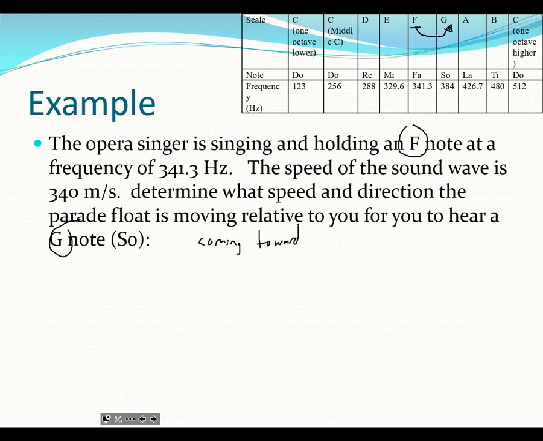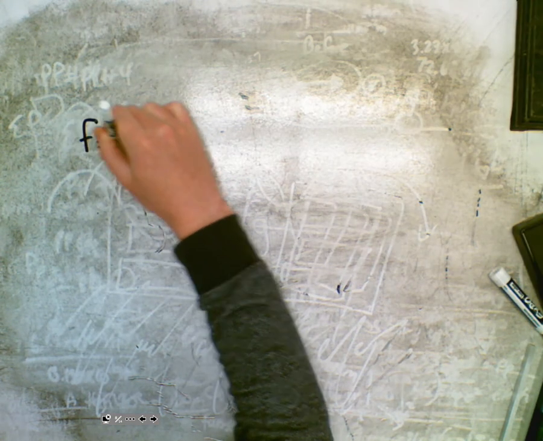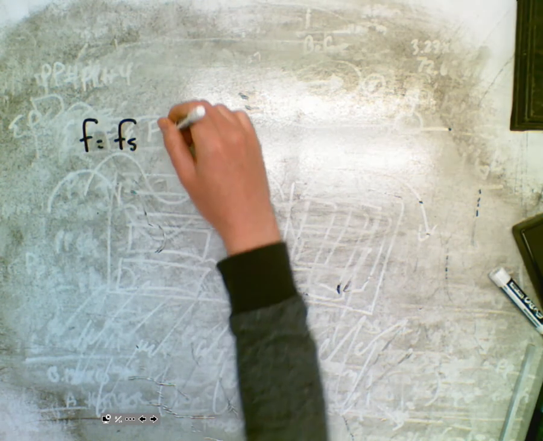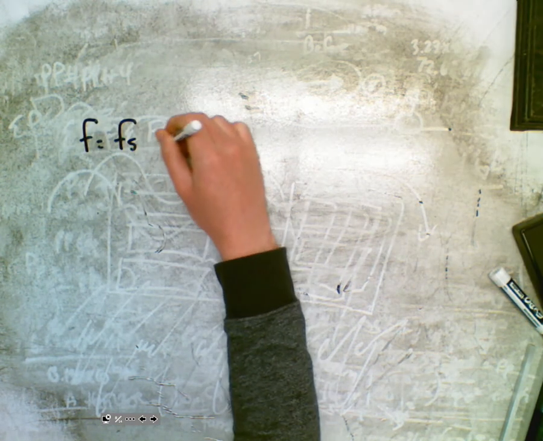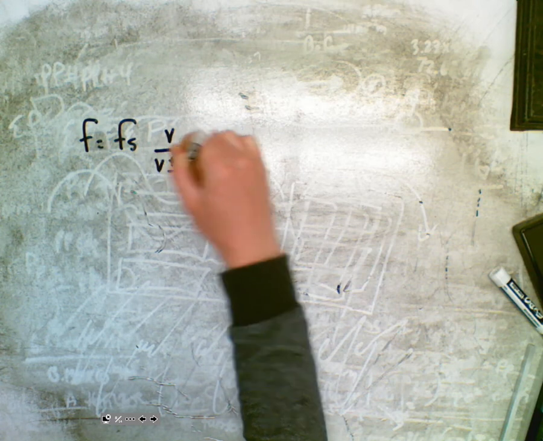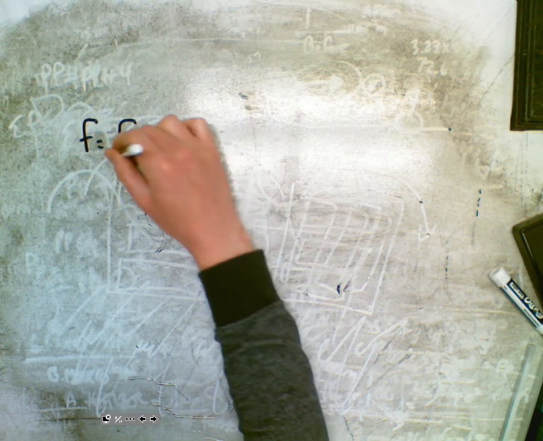If we heard a lower note, that means they're moving away from us. Okay, so that's what we have. So now we can use that formula and we can rearrange it. So I'm going to switch to this screen here. So our formula is F equals Fs V over V plus minus Vs.